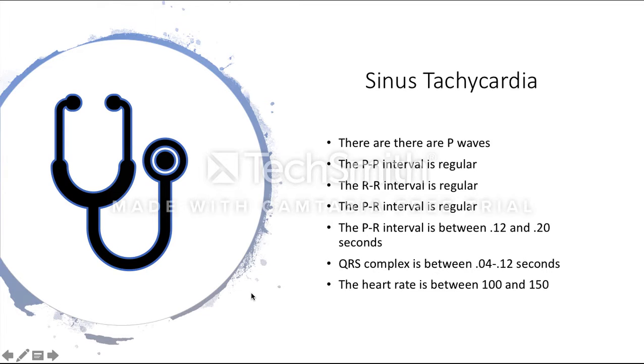Sinus tachycardia. Tachycardia means fast. So we have all the same rules as our normal sinus rhythm until we get to the heart rate. Our heart rate's now going to be between 100 and 150 beats per minute. So we still have P waves. Our PP intervals, RR intervals and PR intervals are still regular. Our PR intervals are still normal, between 3 and 5 small boxes, or between 0.12 and 0.2 seconds. Our QRS complexes are still normal, between 1 and 3 small boxes, 0.04 seconds to 0.12 seconds. Just the heart rate's fast now, between 100 and 150 beats per minute.